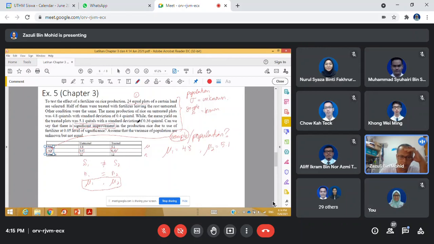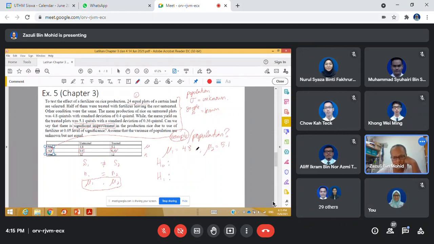The keyword here for the question is, can we say that there is significant improvement? They are asking about significant improvement. So before we go to solve this question, you have to construct the null hypothesis and also the alternate hypothesis. You have H0, you have H1.